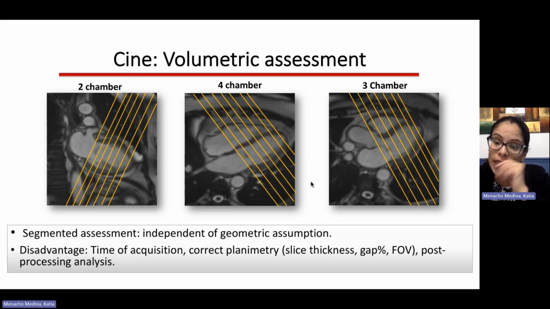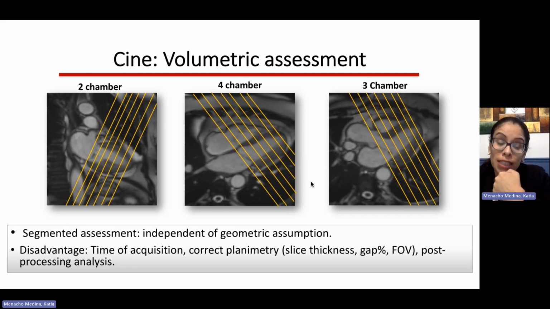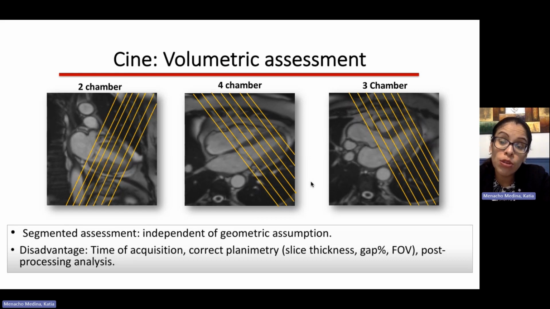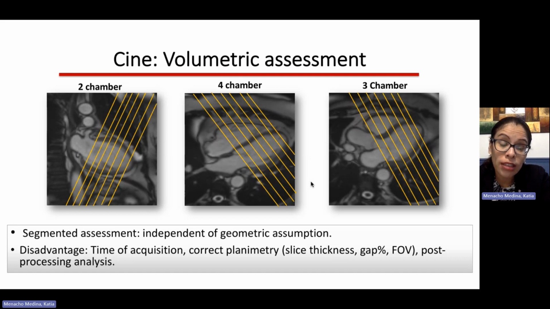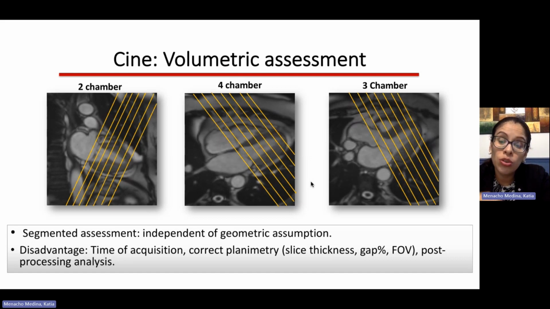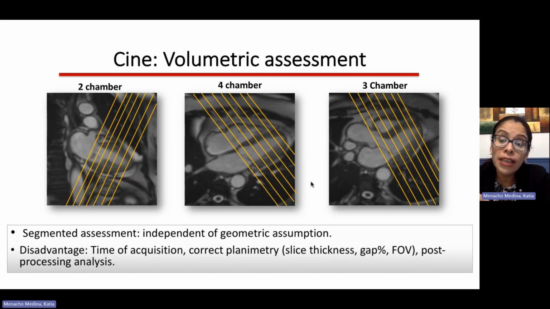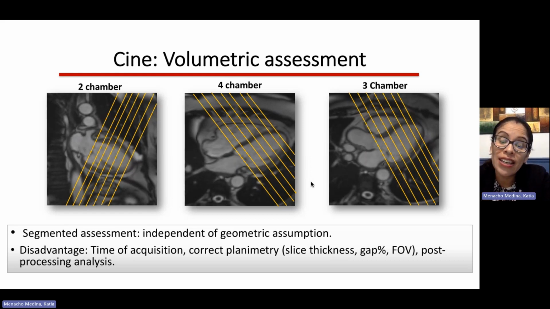The use of this volumetric assessment is done by a segmented analysis, which prevents us from making a geometric assumption and gives a more objective assessment of the overall global function of the heart. The disadvantage is we need to do the acquisition slice by slice. It will take more time to do the total acquisition. We need to have a correct planimetry of all the images.